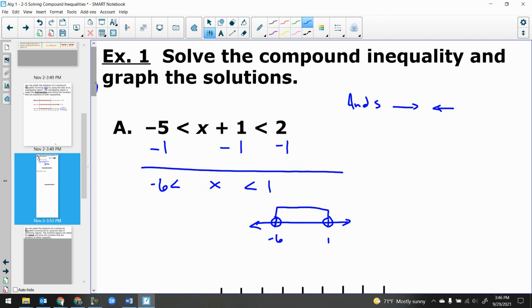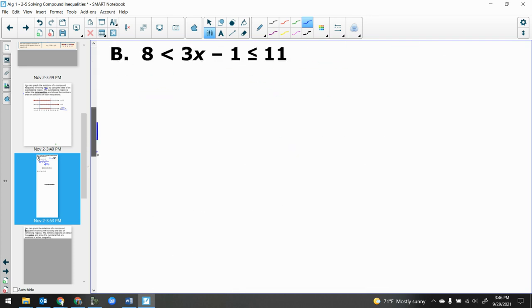Oh, you had a graph there for you. Oh, okay. You just number line your graph. Oh, right. I didn't realize there was a graph there. Okay, I think there's a graph for this one as well.